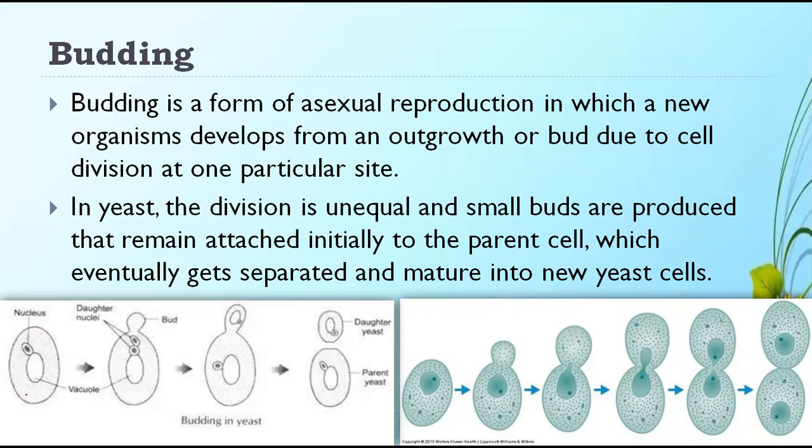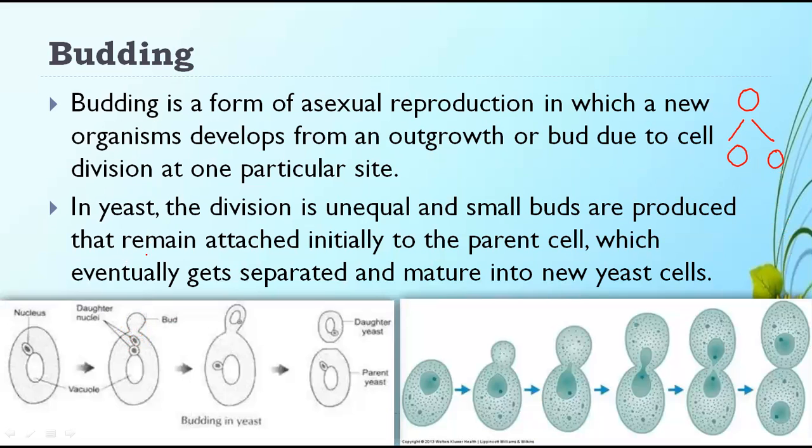So what happens here? This is a parent organism, yes or no? Later this parent organism will form an outgrowth. How will the outgrowth take place? Because of cell division. One cell divides into two daughter cells, and the cell keeps on dividing. In this particular site only, there will be a rapid growth of cell division. And what happens? A new bud is formed.